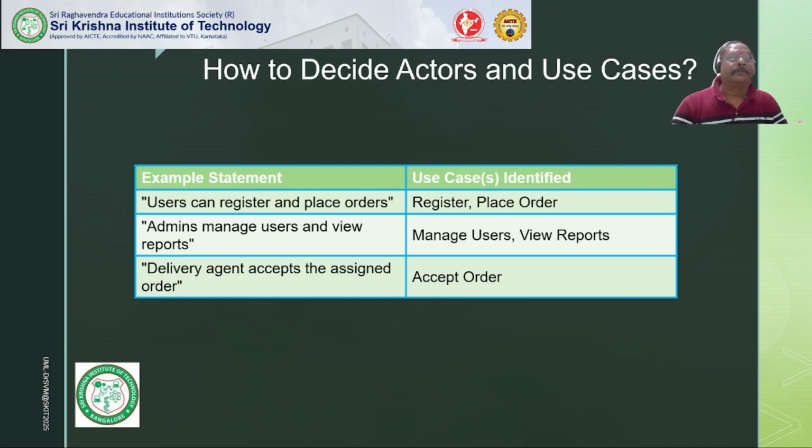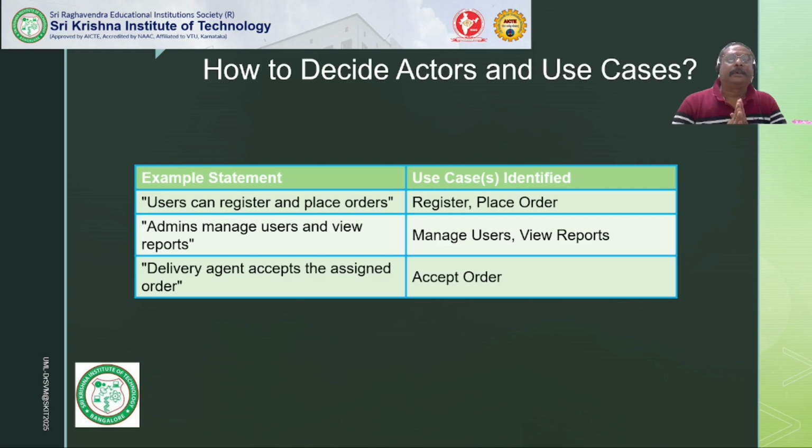Some more examples. The example statement: users can register and place orders. Here user is the noun who is making all the actions, so user will be the actor. We have two verbs, register and place order. So register and place order are the two use cases we have identified from this statement. Another statement can be: admins manage users and view reports. Here manage users and view reports are the use cases, and admin is an actor.